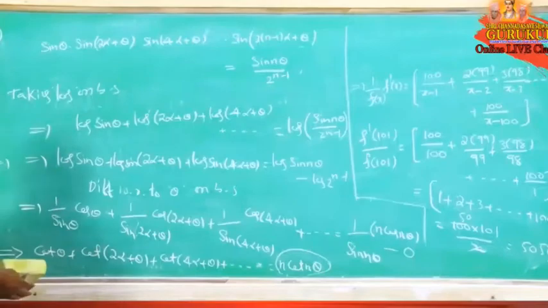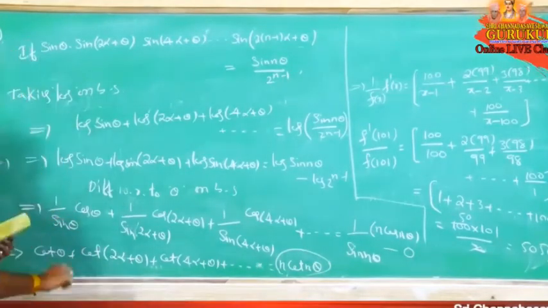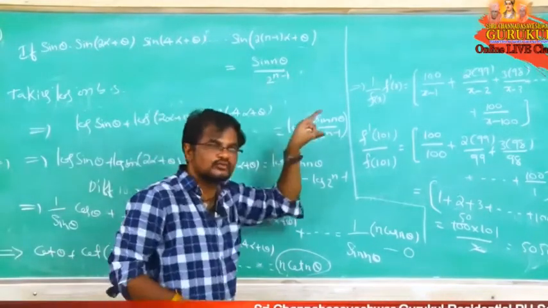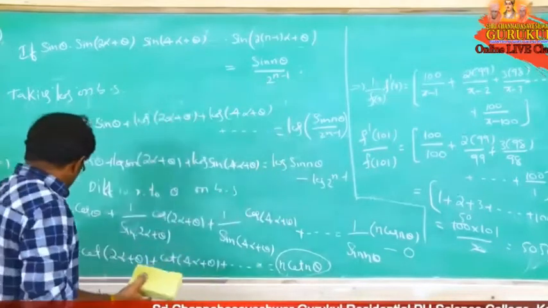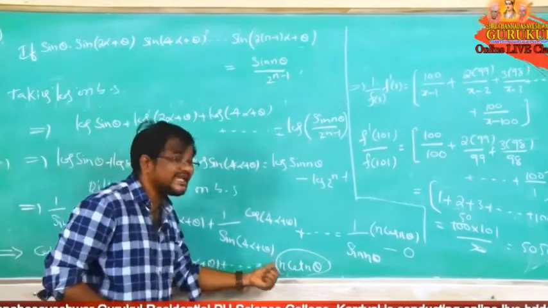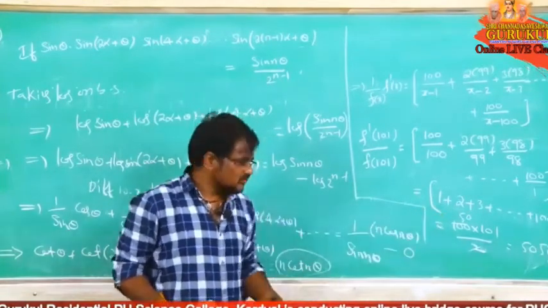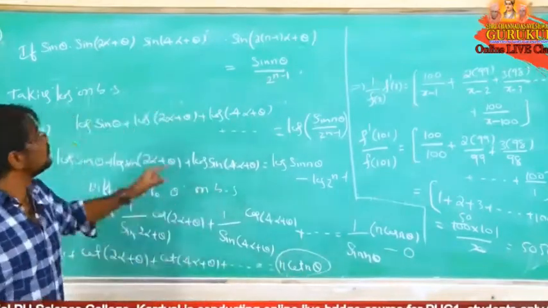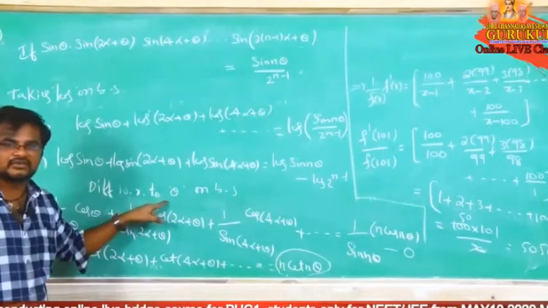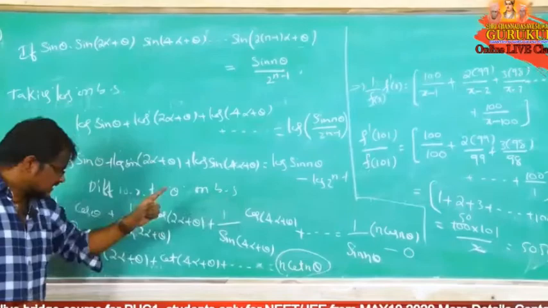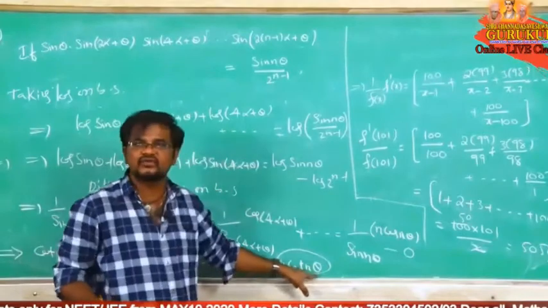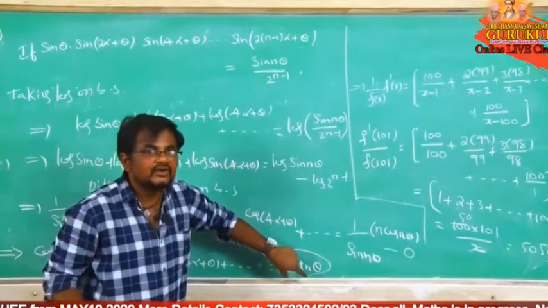If sin theta, sin 2 alpha plus theta, sin 4 alpha plus theta, etc. equal to sin n theta by 2 to the power of n minus 1, then cot theta plus cot 2 alpha plus theta, cot 4 alpha plus theta plus etc. equal to what? This is one of the options they will give. For that, what we have to do? Taking log on both the sides, differentiating with respect to theta on both the sides. Then what do you get? cot theta plus cot of 2 alpha plus theta, cot of 4 alpha plus theta plus etc. equal to n into cot n theta, right?